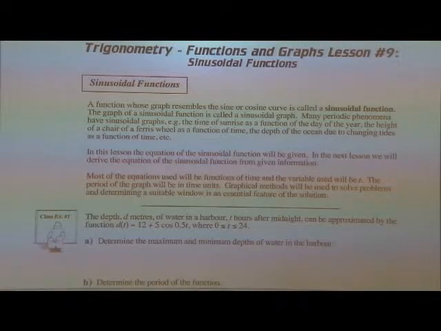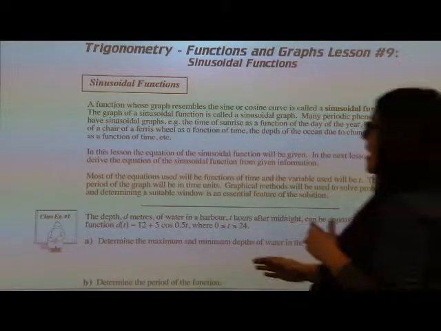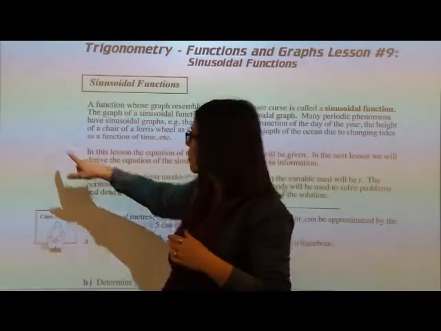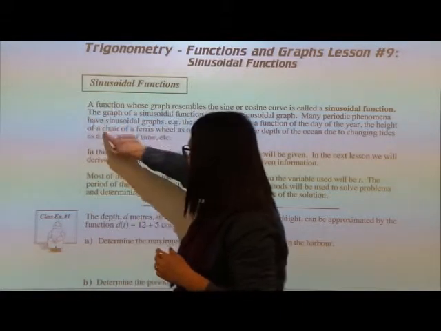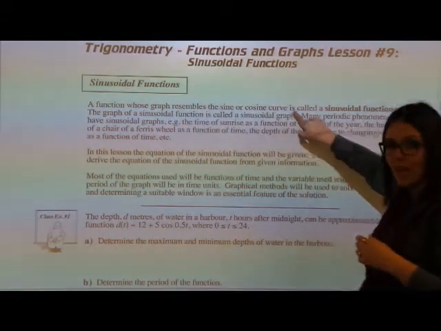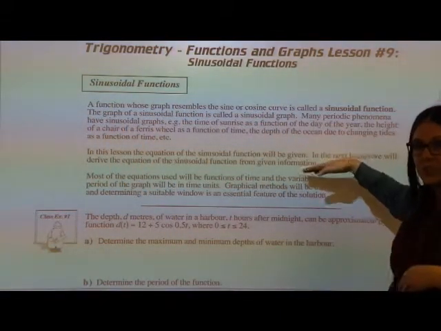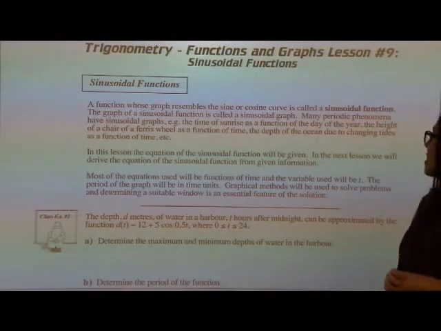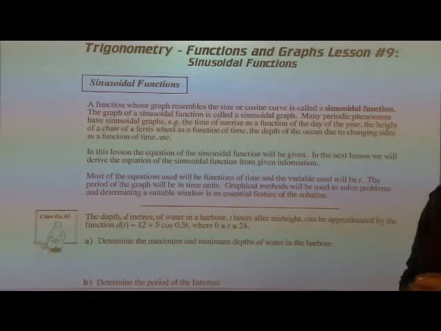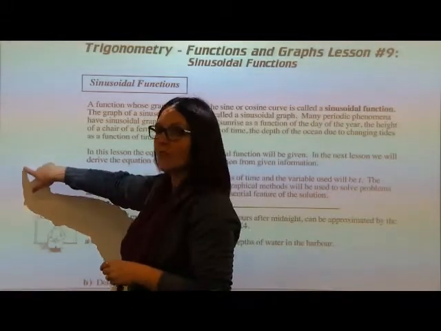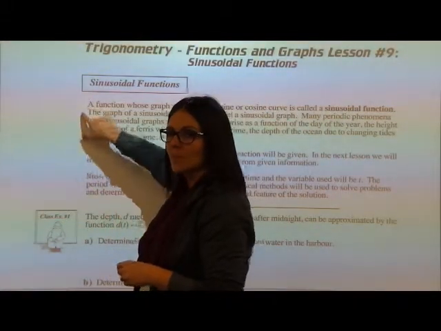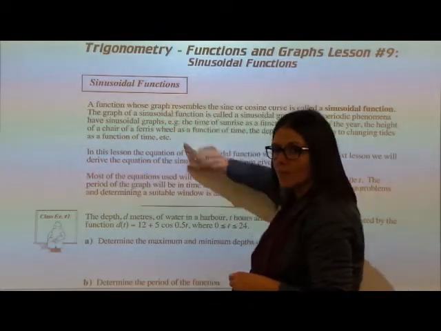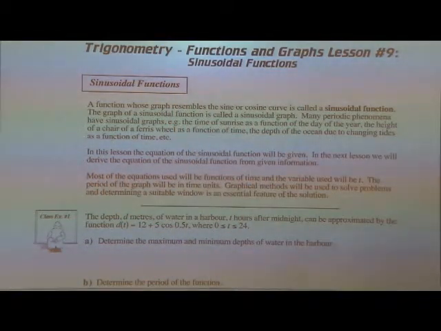The time of sunrise is a function of the day of the year. If I mapped it out over 3 or 4 years, you'd start to see this up and down pattern as you go through times of the year. Sunrise is earlier in the summer, later in the winter, and you get that repetitive pattern. The height of the chair on a Ferris wheel starts off low, goes up to the top, comes back down, goes up to the top, comes back down. You get that sinusoidal function.